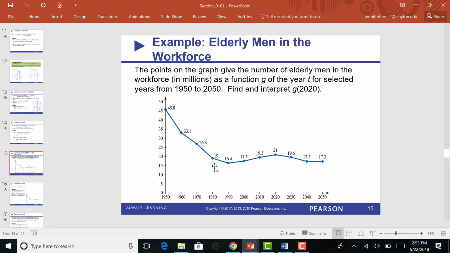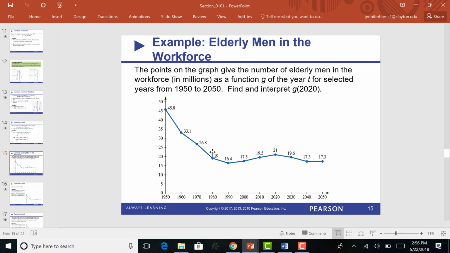So, here we go. In 1950, how many elderly men were in the workforce? 45.8. Okay? 45, just 45 men? 0.8 million. Just make sure you understand this is 45.8 million men, not just 45 men. All right, in 1960, how many elderly men were in the workforce? 33.1 million.